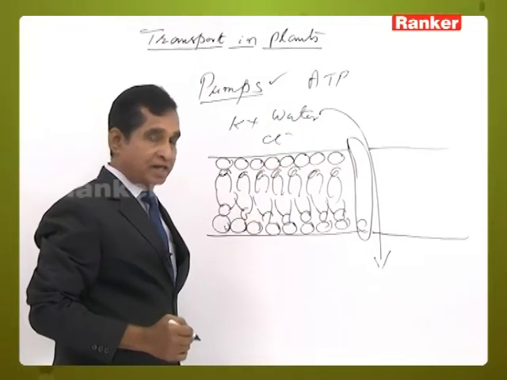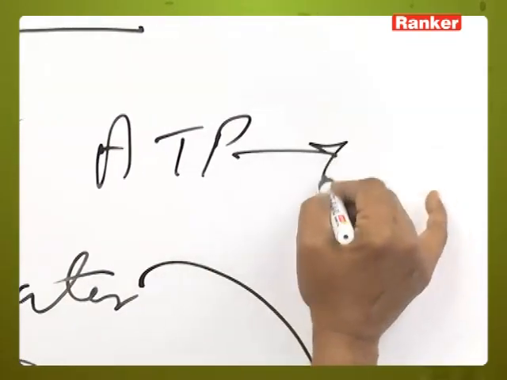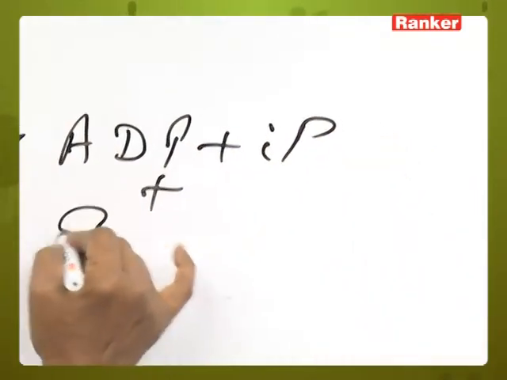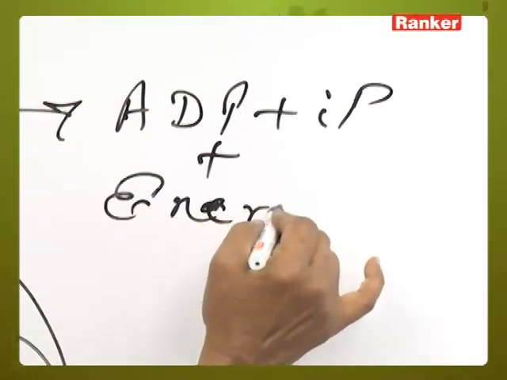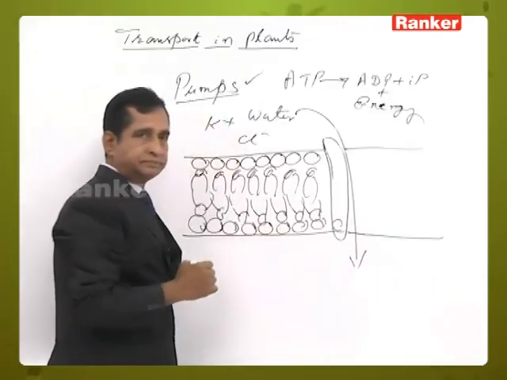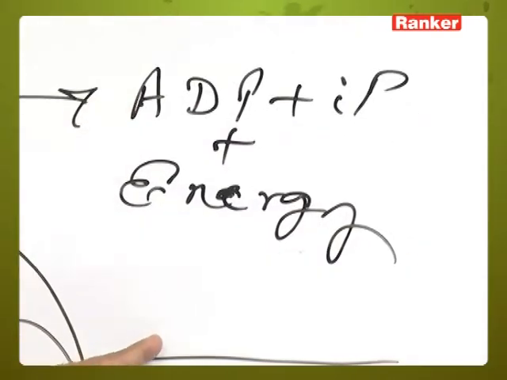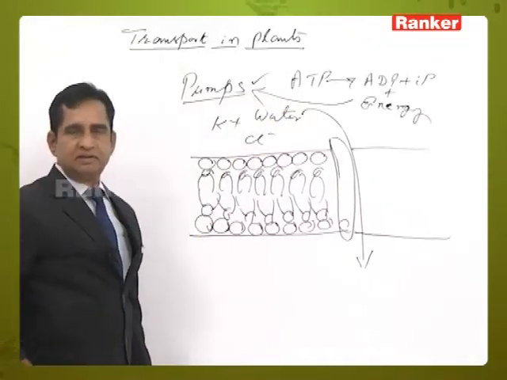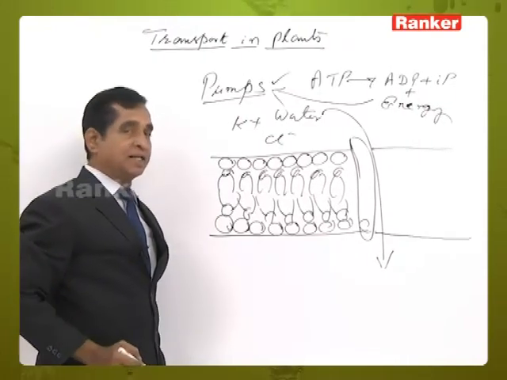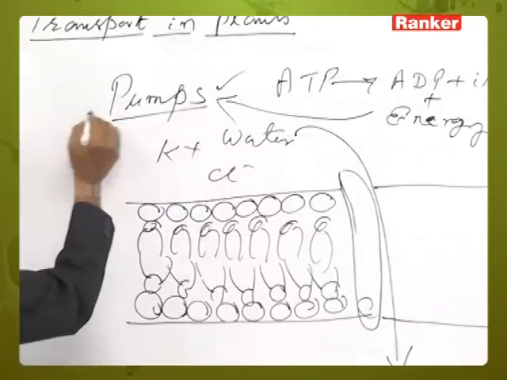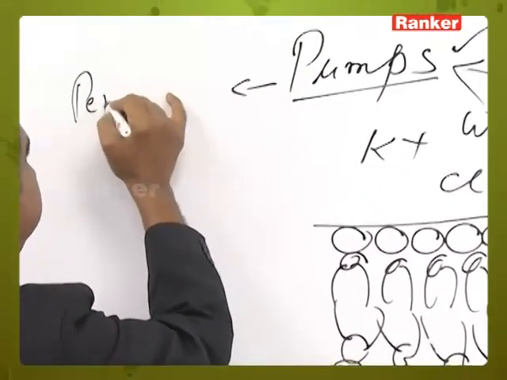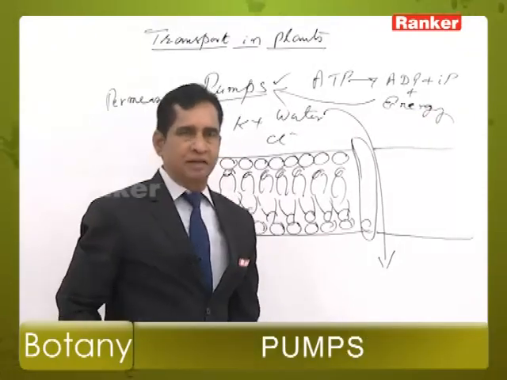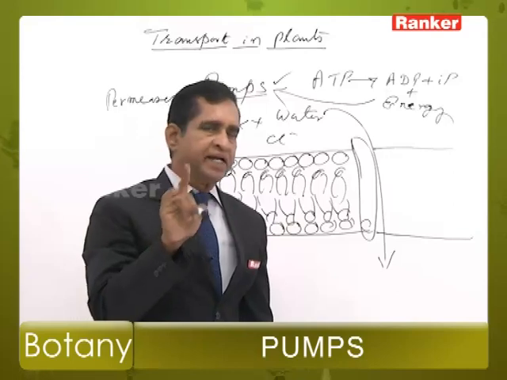ATP gets hydrolyzed to ADP and inorganic phosphate, liberating energy. This energy is used by these pumps. The pumps we may also call them permeases. And these pumps are specific for each and every element.